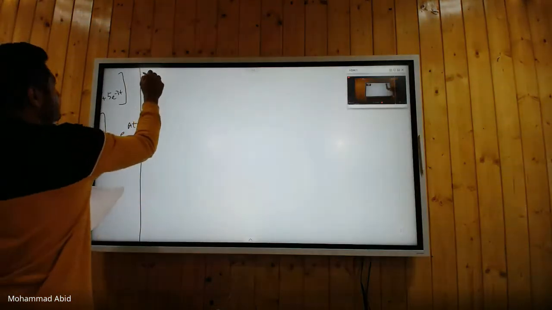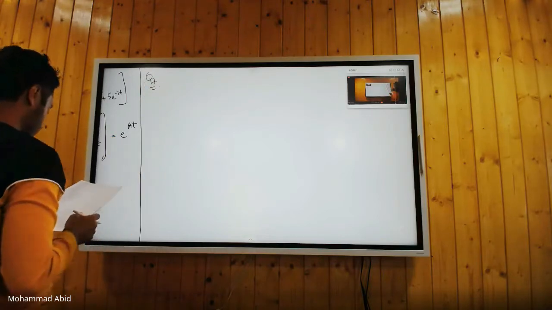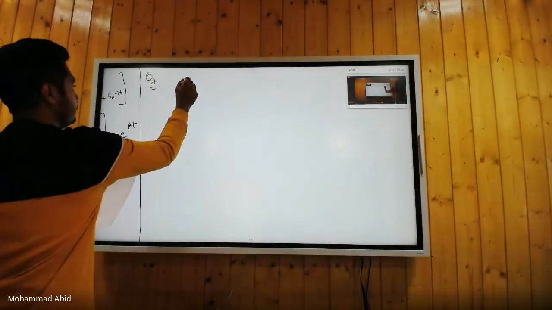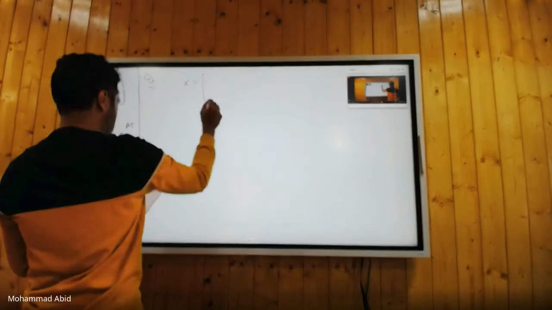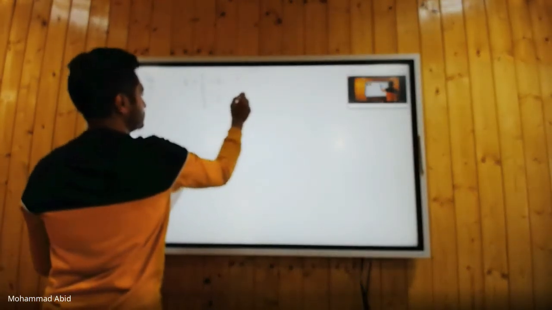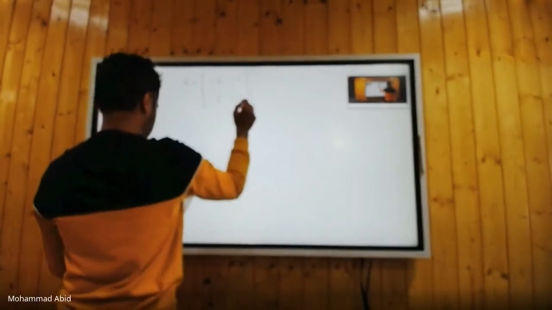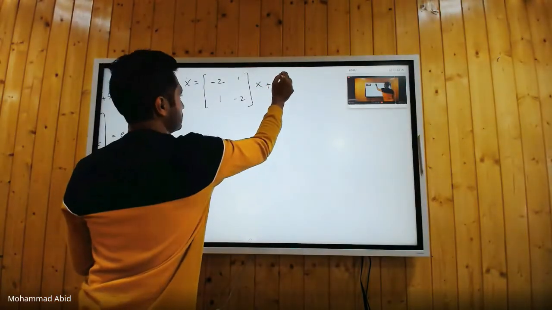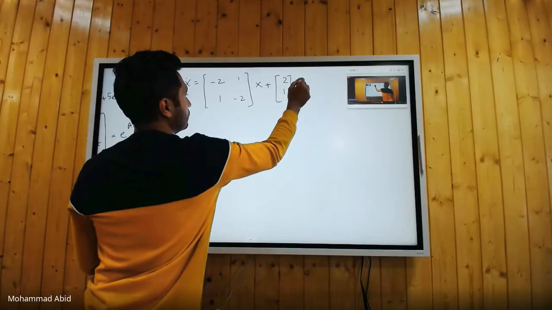Question number 7. Given a system, obtain a state diagram. x dot equals the matrix with rows minus 2, 1 and 1, minus 2 times x, plus 2, 1 times u.